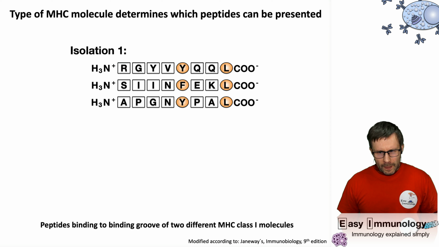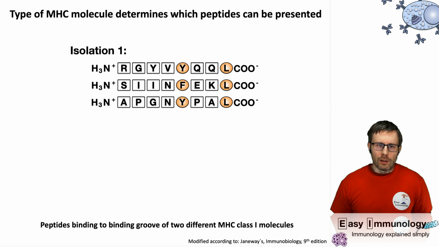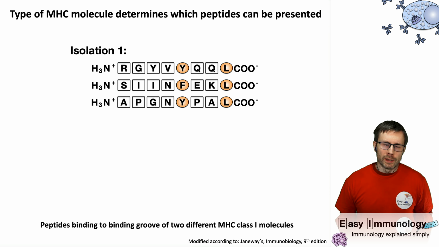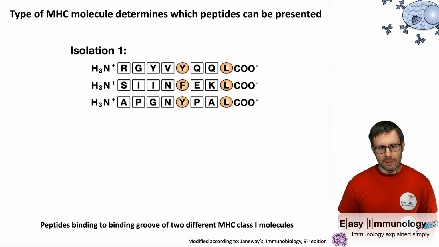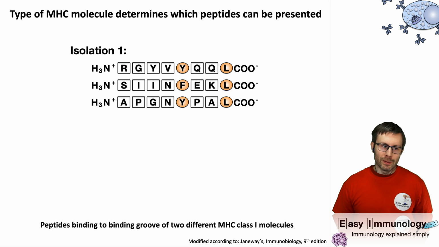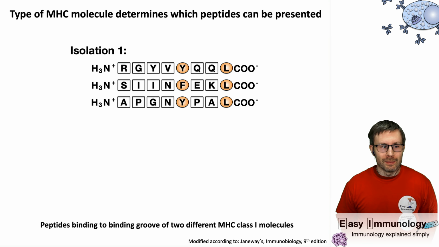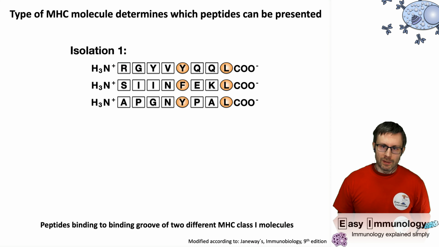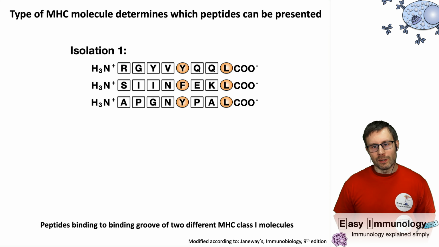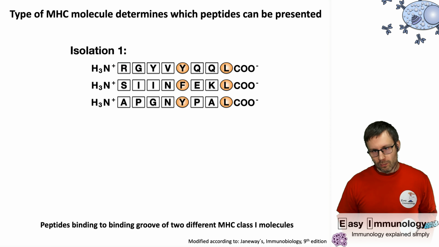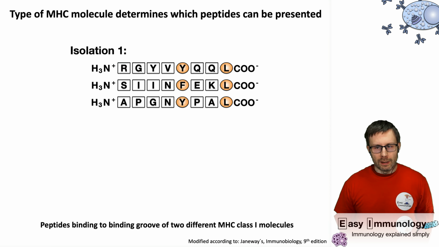So what one can do, if one has a lot of time and energy and money, is take antigen-presenting cells, pulse them with an antigen, then isolate the MHC molecules. And then isolate from these MHC molecules the peptides that are bound, and then you can sequence these peptides. And if you do this, you find peptides that you have the sequence of, and they are very similar.